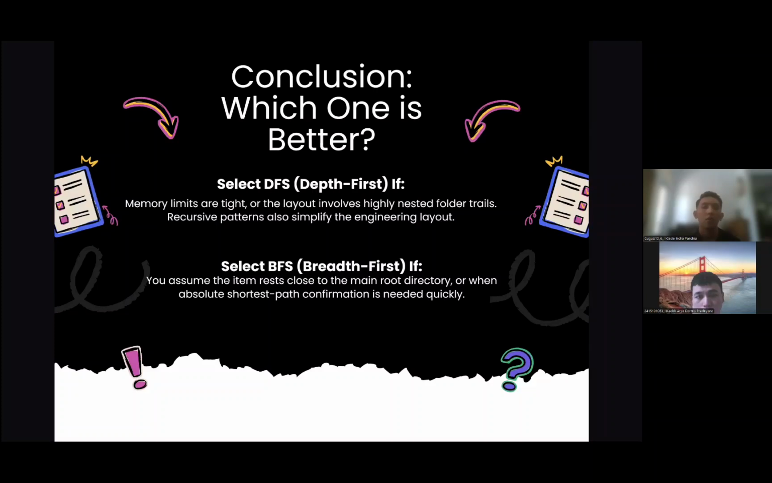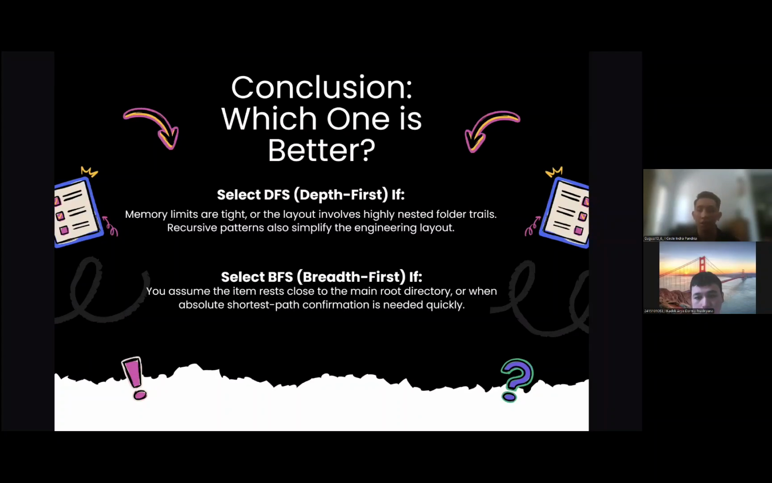So, as a conclusion and the main takeaway from our research paper, there is no single algorithm that is absolutely superior in all conditions. The effectiveness of this file search is highly determined by the characteristics and topology of the directory structure encountered.